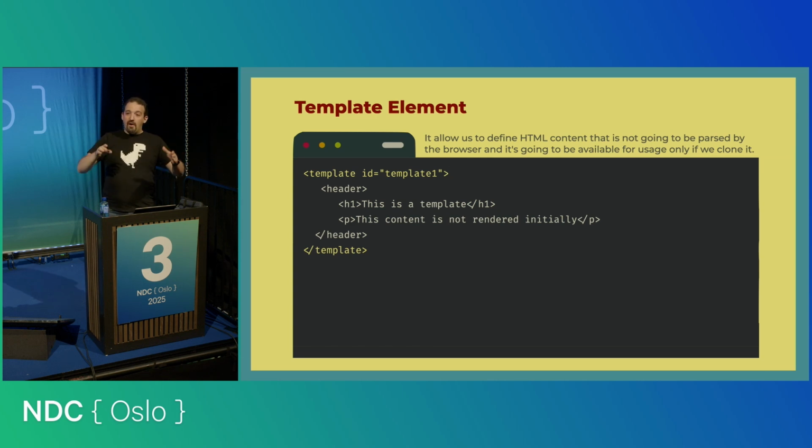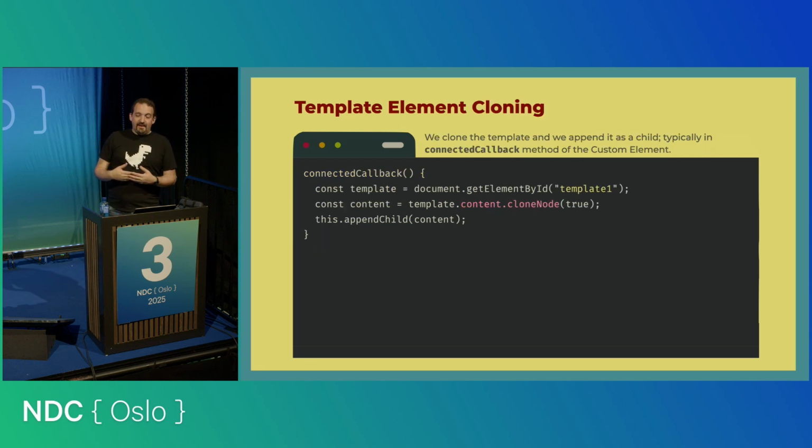So you create all your pages, for example, as templates, so they're not going to be rendered. And then the router, based on the URL, can actually say, oh, you know what? We are in the home page, so let's take the template of the home page and render it. Something like that.